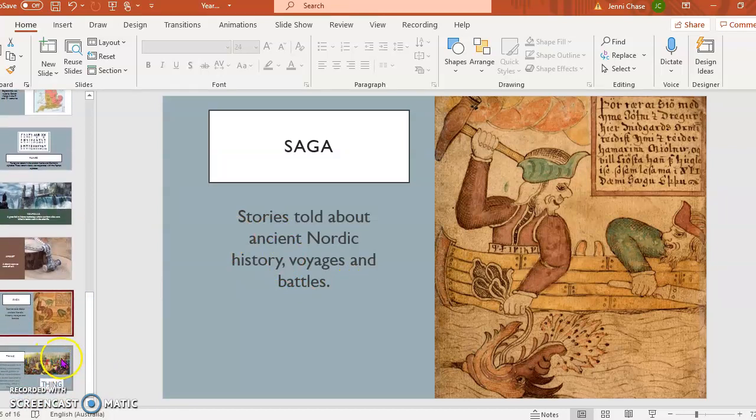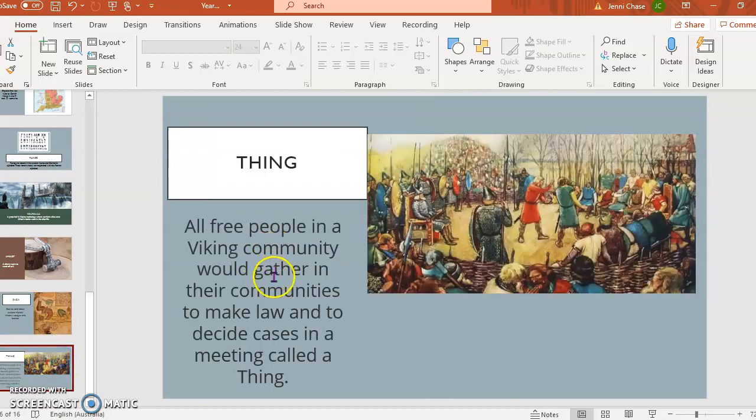And the last one, maybe my favorite one, is Thing. The Thing is basically where all the free people in a Viking community would gather, probably once a year, maybe twice a year, to make law and to decide cases in a meeting. Again, we'll look at this in more detail, there'd be somebody in charge of the Thing, but basically, if you had a dispute with a neighbor, for example, you would take that dispute to the Thing.